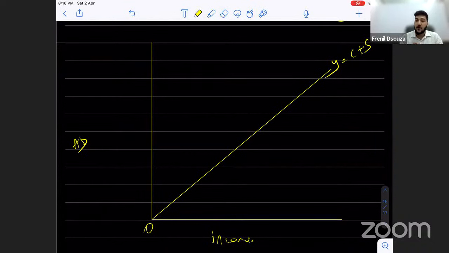And now I also want to draw the consumption. What is the formula? A plus BY. What is A? A is autonomous consumption, which means does it start at zero? It doesn't start at zero. That means when your income is zero, your consumption will not be zero. It will be more than zero. Why? Because there are certain things that you will consume anyway. So it starts at a point above zero, let us say here, and it moves across like this.